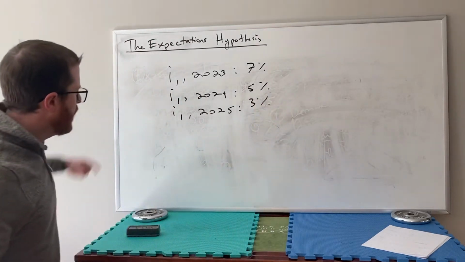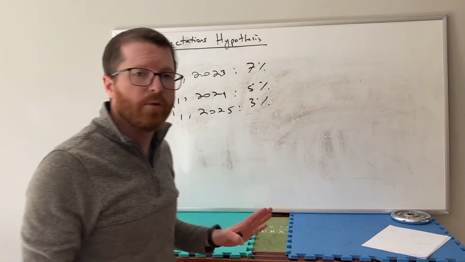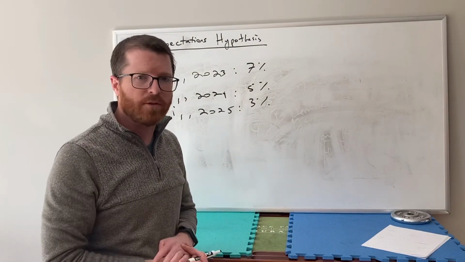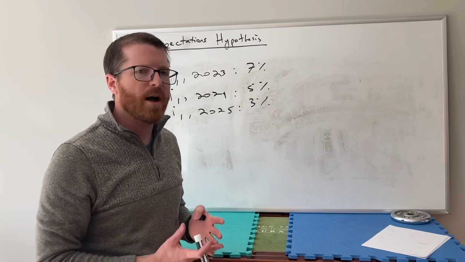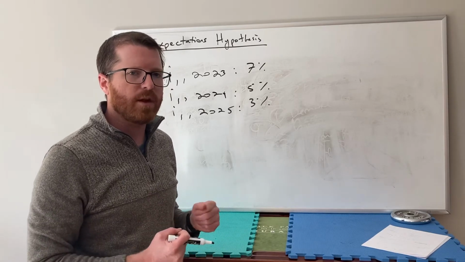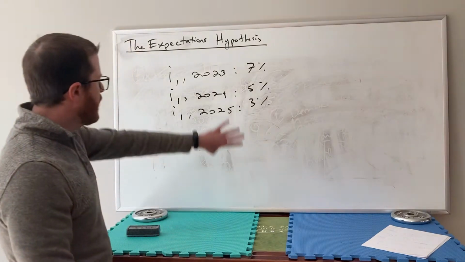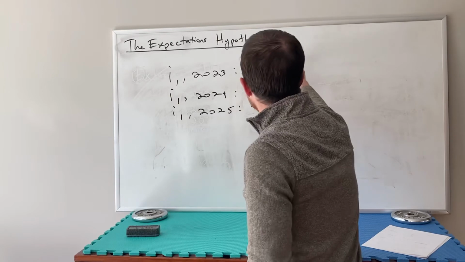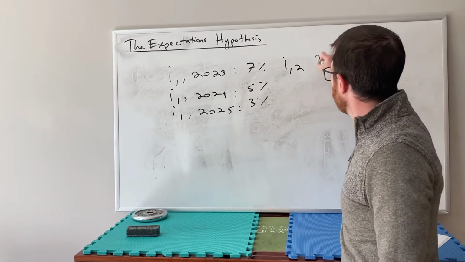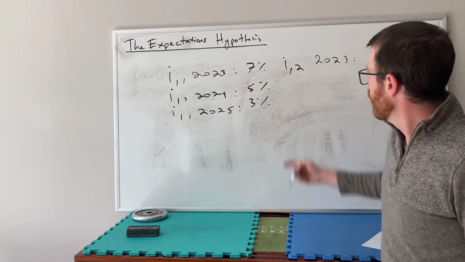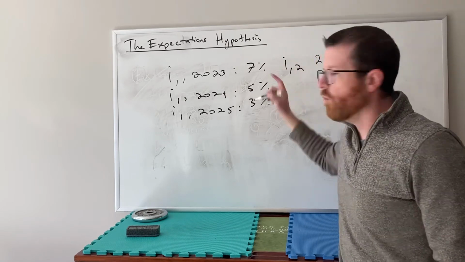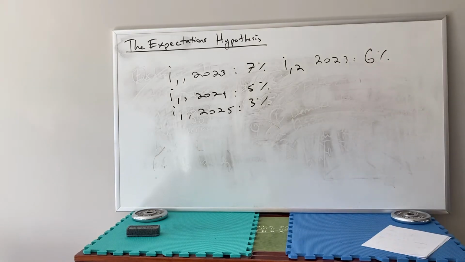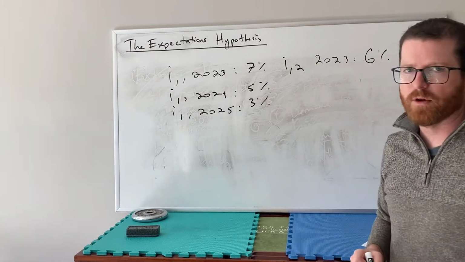Okay, so interest rates are dropping over time. That's totally reasonable, okay? In expectations hypothesis, interest rates can absolutely change over time. It's just that the long-term bond will incorporate the fact that interest rates are changing, okay? So given this information here, what that would tell us is the interest rate of a two-year bond in 2023 would be the average of the two individual one-year bonds coming up, okay? So we would expect to see a 6% return for a two-year bond in 2023.